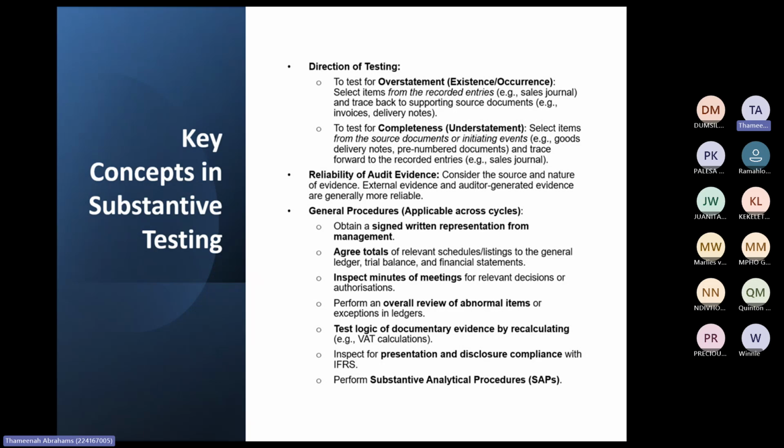So from there, you'll then inspect the invoices to the delivery notes based on the sample you selected from your sales journal. So that's the direction you test for overstatement. Then the direction you test for completeness, for understatement.